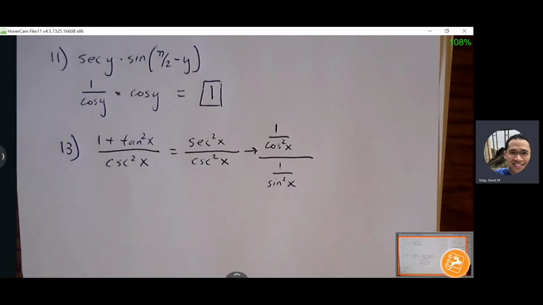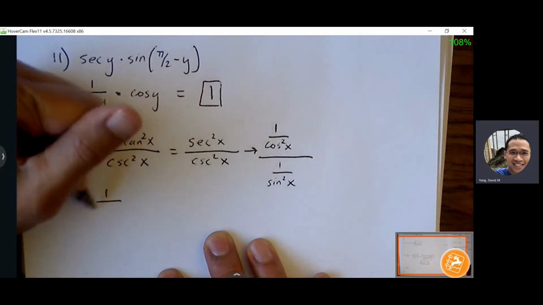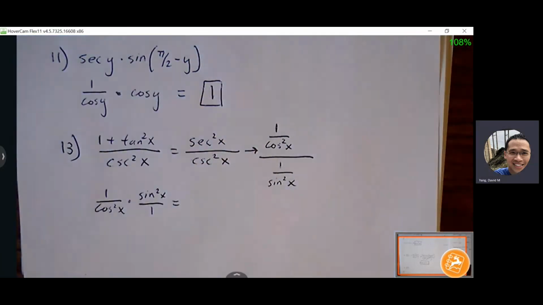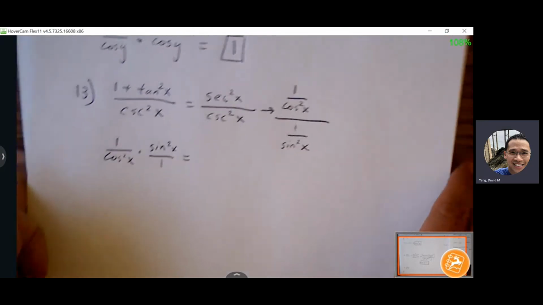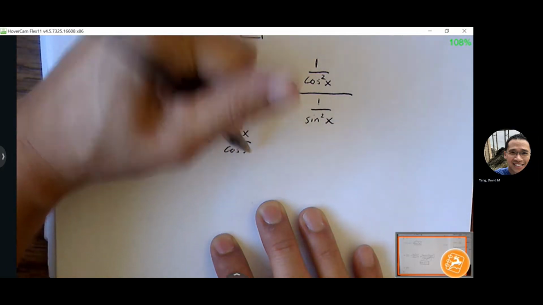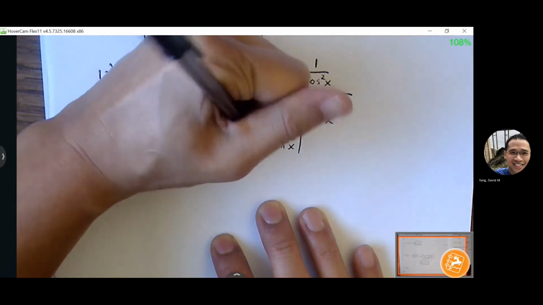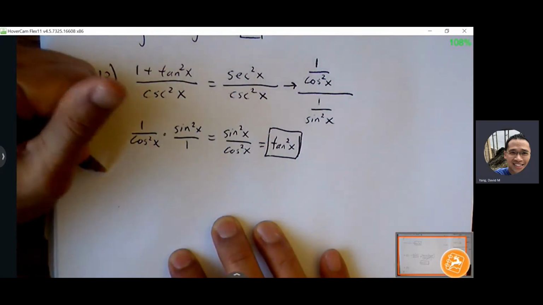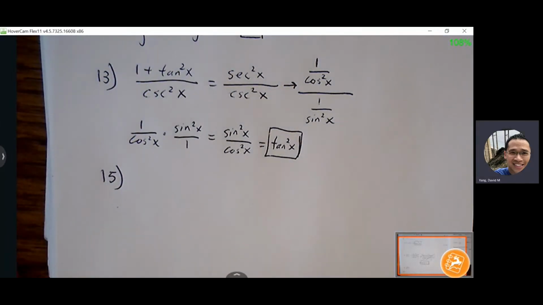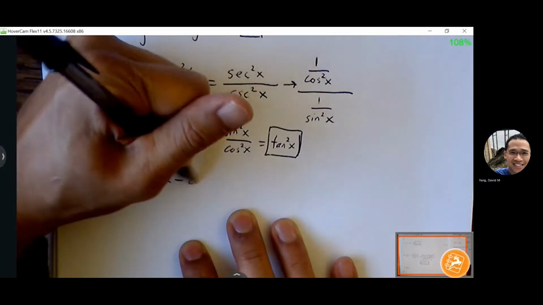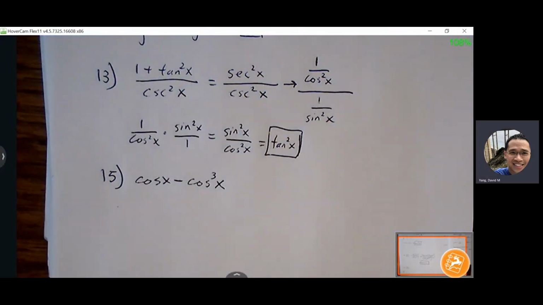And then just think, okay, if I just flip that denominator up, I can finish off the problem. This can be combined into one fraction, sine squared over cosine squared, which is tangent squared. Okay.